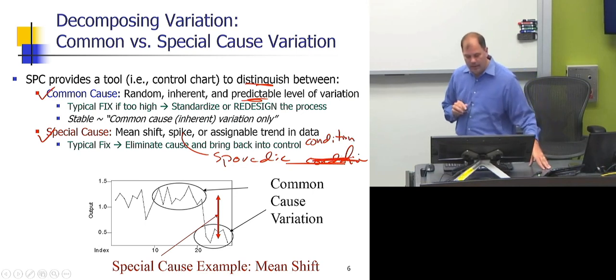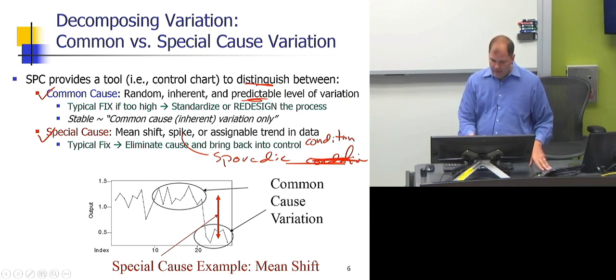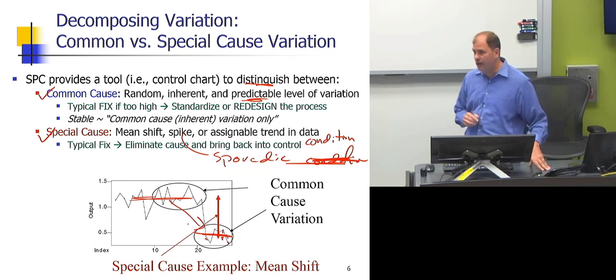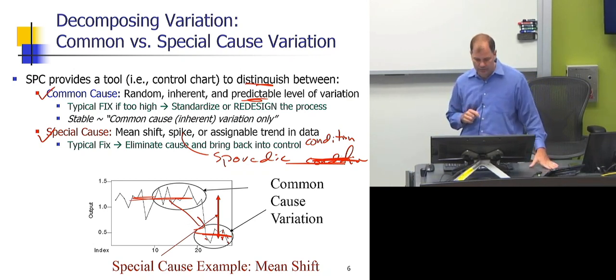And if I show that pictorially, if I have some variability, that's common cause. If that mean shifts, that didn't just happen by chance. There's some assignable cause is the way we would look at that.